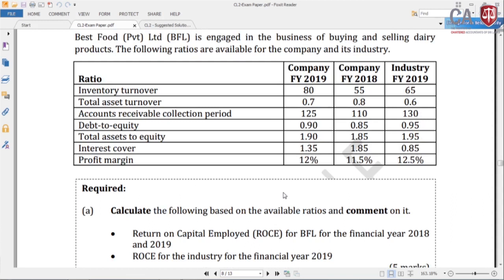Return on capital employed for the financial year 2018 and 2019. How do we take it? Normally, profit before interest and tax divided by total assets minus current liabilities. And ROCE is a combination of two dimensions. One is the profitability, the other one is the efficiency.